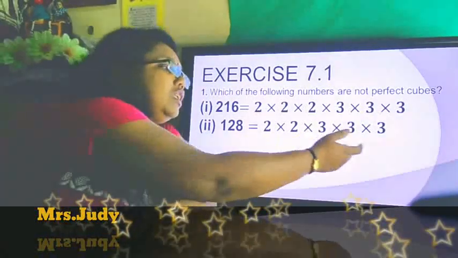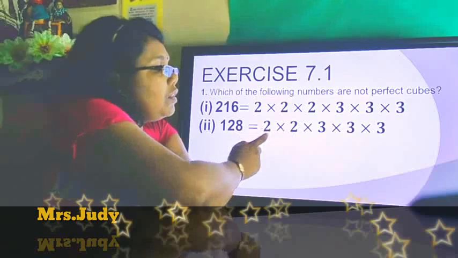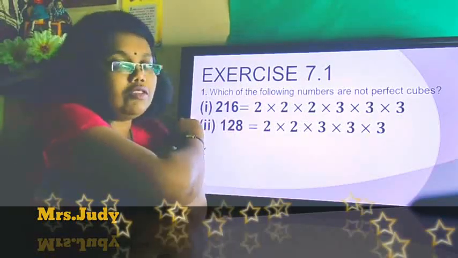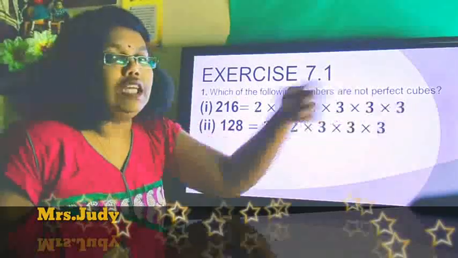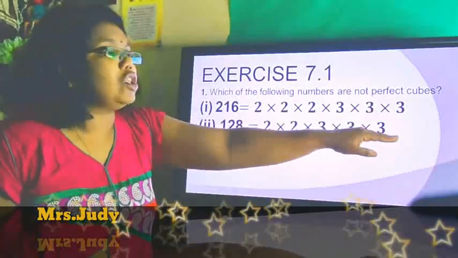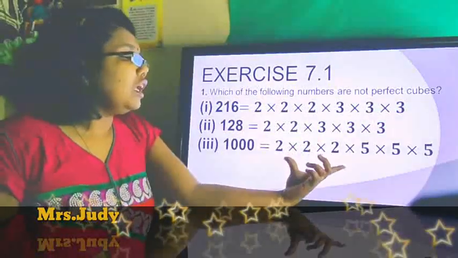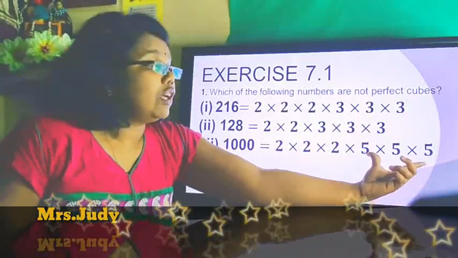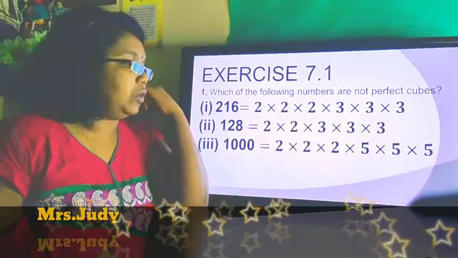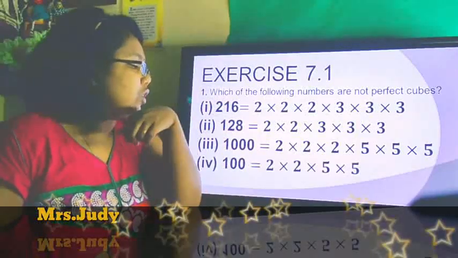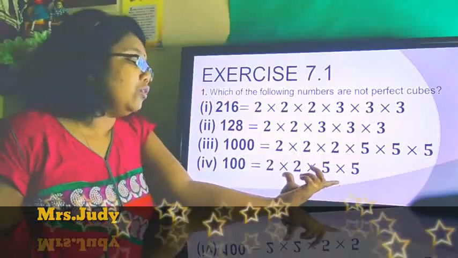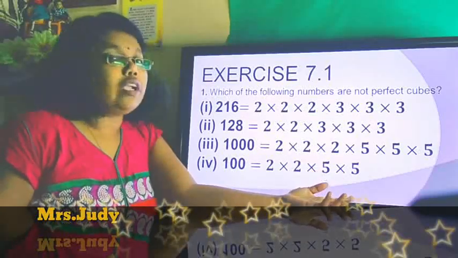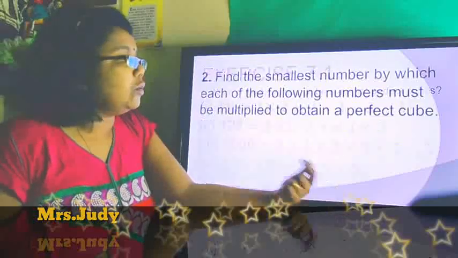In 128, 3 is there 3 times, but then 2 is only 2. So that's why this cannot be a perfect cube. So you have to write there that this is a perfect cube, this is not a perfect cube. This again, there is a group of three 2's here, and a group of three 5's here. So it is a perfect cube. So 1000 is a perfect cube. In 100 we have groups of 2 each. There are two 2's and there are two 5's. So quite naturally it is not a perfect cube.